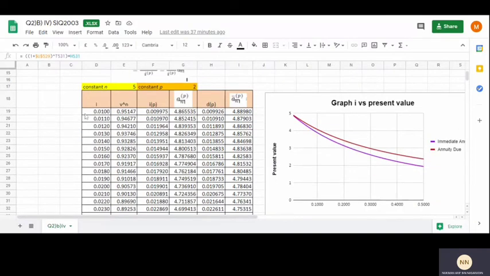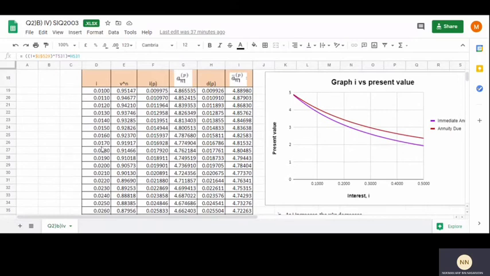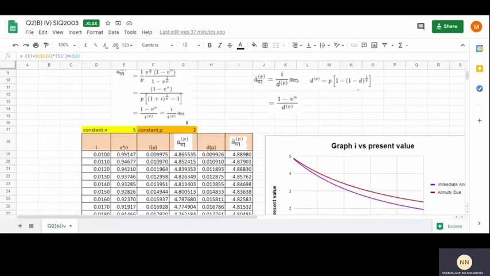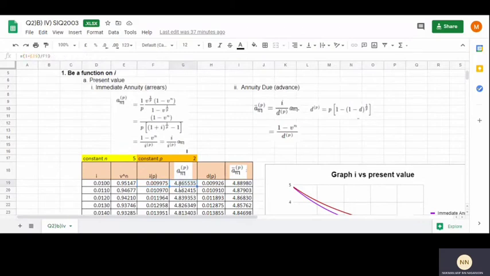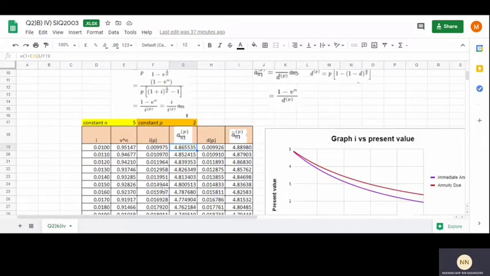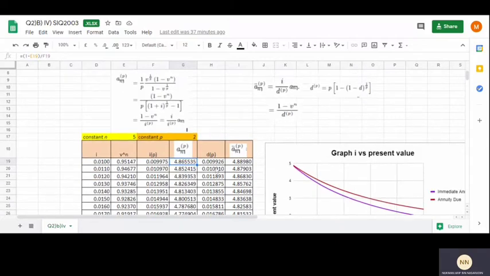For i we make values from 0.01 until 0.5. Then we calculate the value for v^n from i equals 0.01 until i equals 0.5. Next, we calculate the value for i^(p), plugging in the formula for i from 0.01 until 0.5. Next, we calculate the immediate annuity using the formula 1 minus v^n divided by i^(p) for i from 0.01 until 0.5.